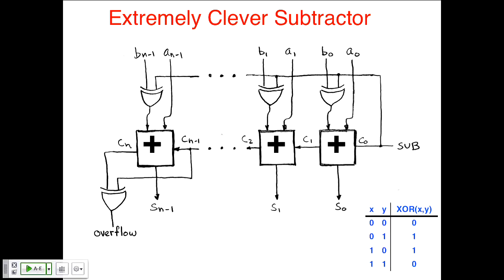Question? On real computers, do they use separate subtraction and addition circuits, or do they just have a whole bunch of subtraction? In real machines, this is the kind of thing people do, to build an add-subtract unit, yeah.